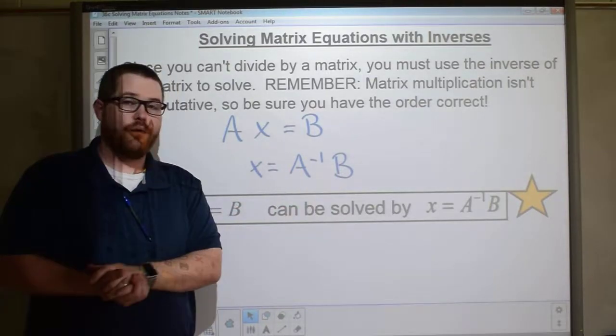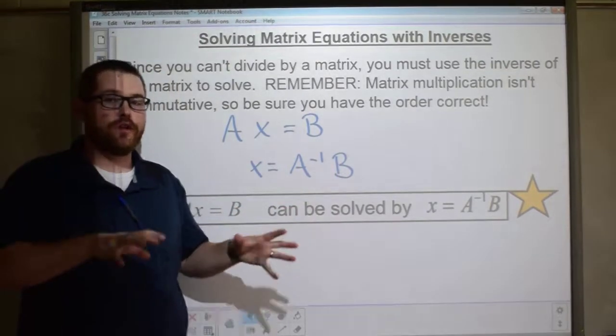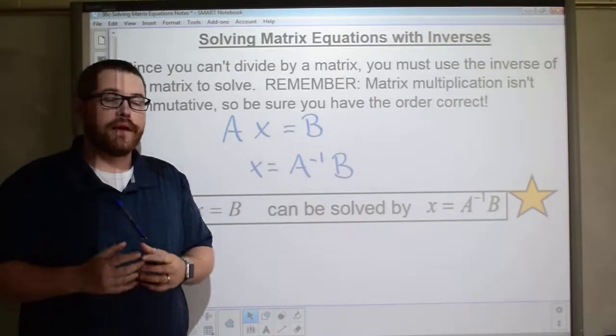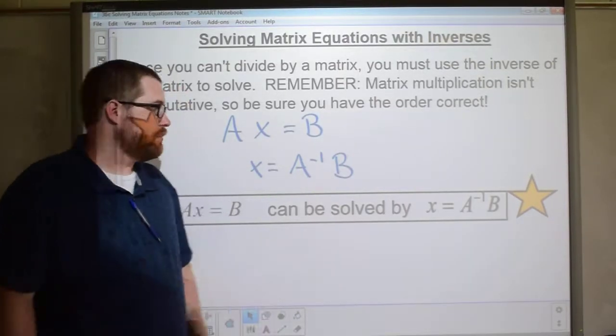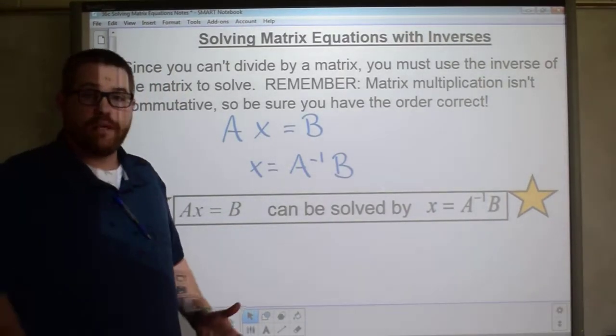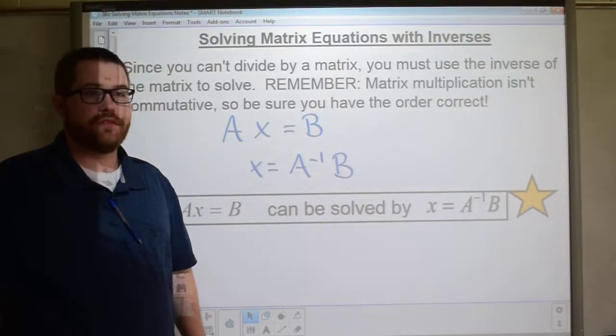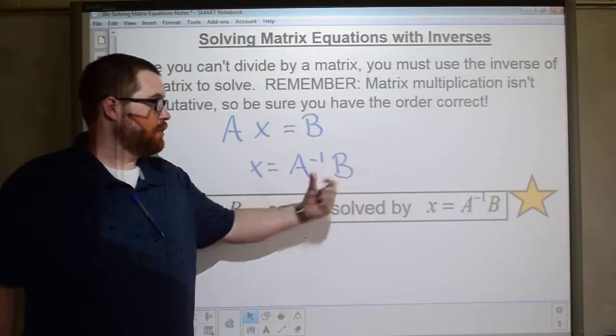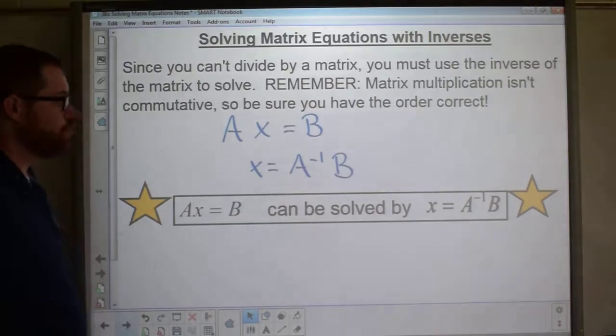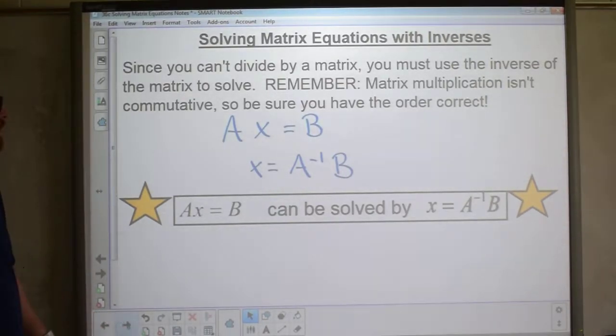Notice that the order that I wrote it is important. I have to do it on the left side. Remember, matrix multiplication is not commutative. So this is actually what we did last time. I taught you how to find the inverse of A on the calculator. I taught you how to multiply two different matrices. We'll use our calculator to do this.